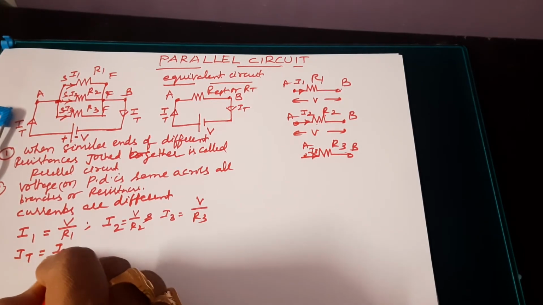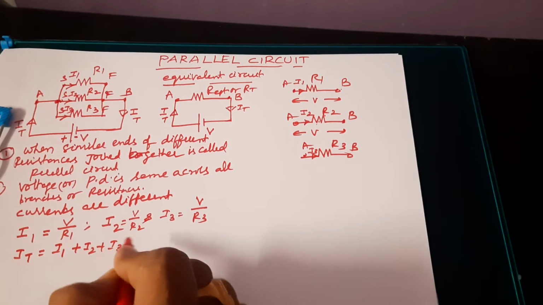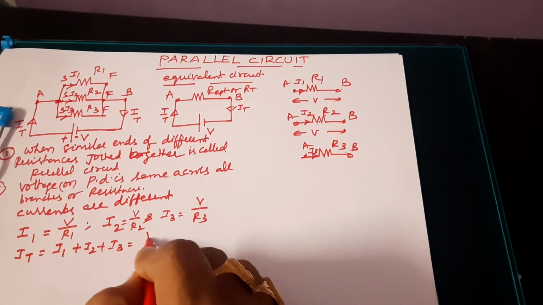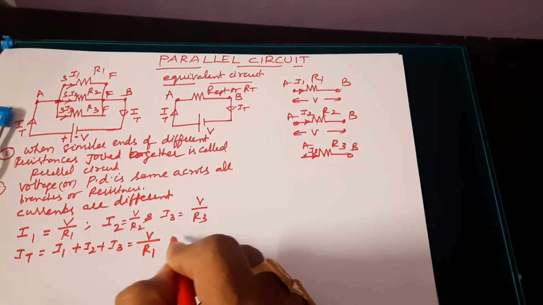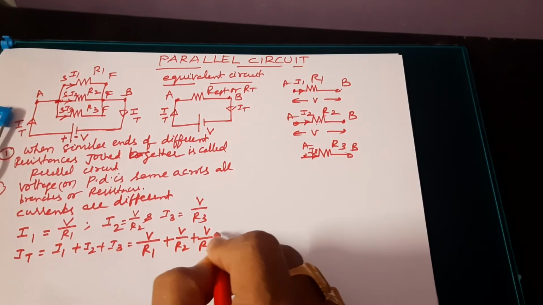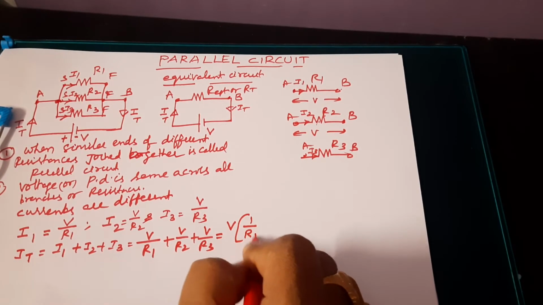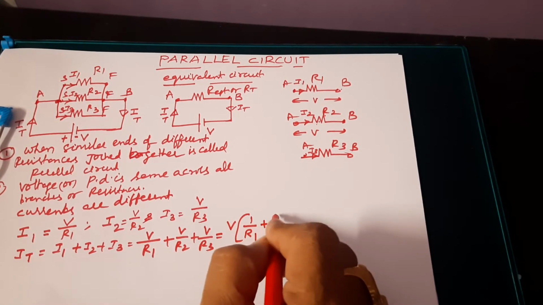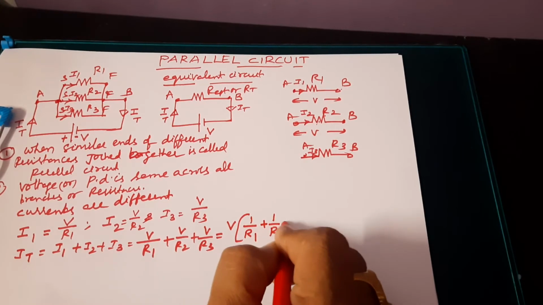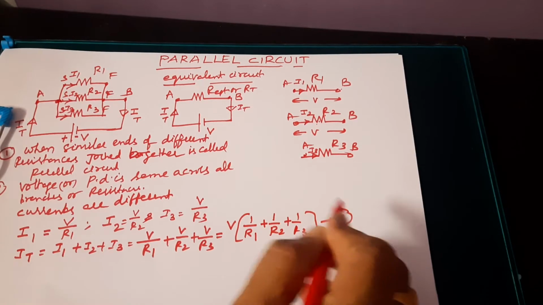I total equal to I1 plus I2 plus I3. So if you substitute these values, we can write V by R1 plus V by R2 plus V by R3. By taking V as common, we can write V multiplied by 1 by R1 plus 1 by R2 plus 1 by R3. Let it be equation 1.